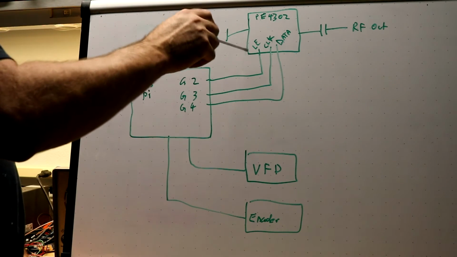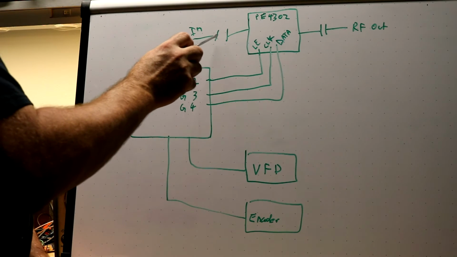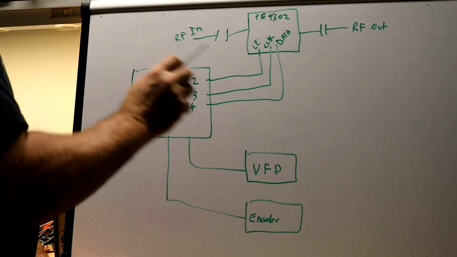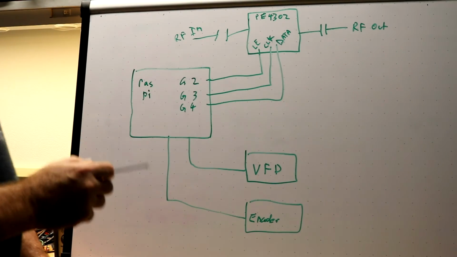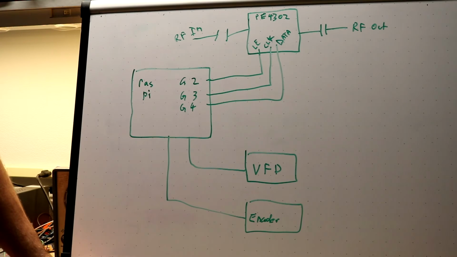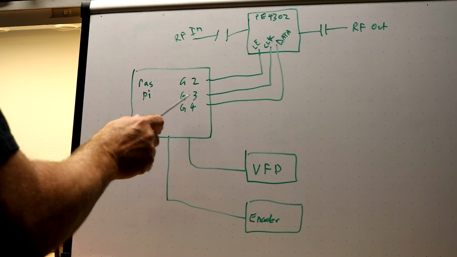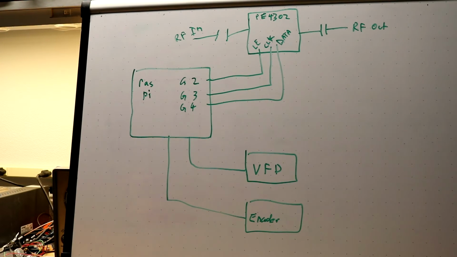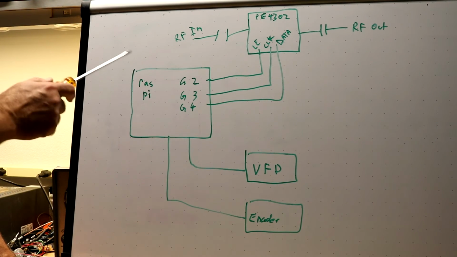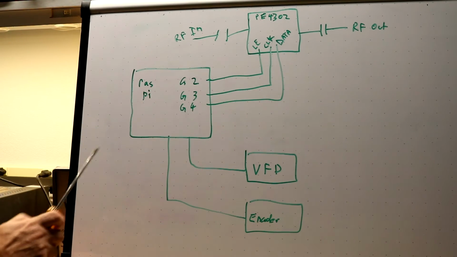The PE4302 on its breakout board has a DC blocking capacitor on the RF input and a DC blocking capacitor on the RF output. And then it's got three I/O pins that hook up to the Raspberry Pi. In my example, I hooked those up to GPIOs 2, 3, and 4. So this works almost exactly like a standard serial shift register. It's got a latch, a clock, and a data pin.